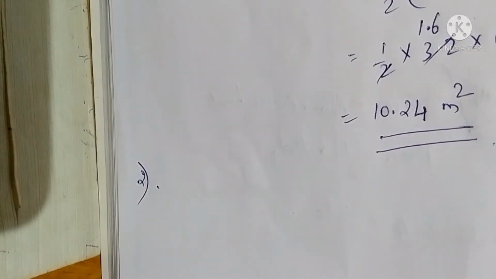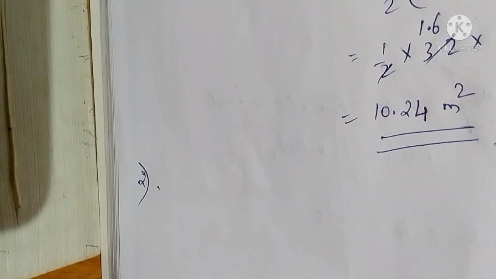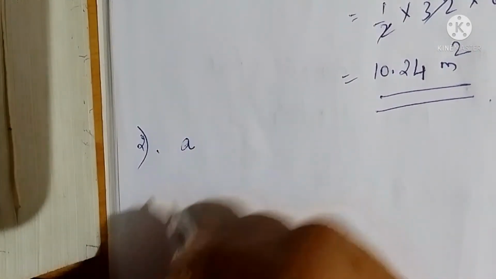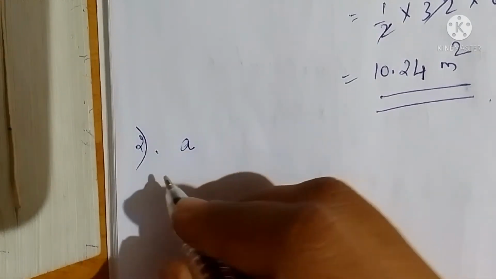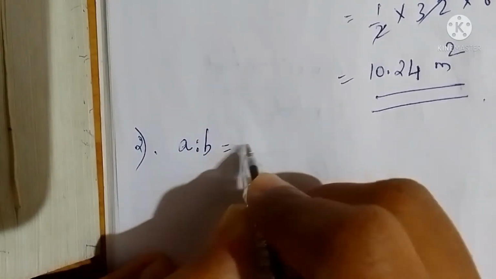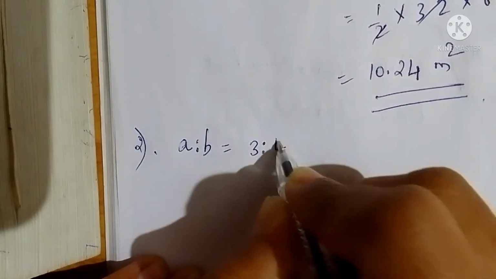In the second question, the parallel sides of a trapezium are in the ratio 3:4. If the distance between the parallel sides is 9 decimeter and its area is 126 decimeter square, find the length of its parallel sides. The length of parallel sides we can take as A and B. So their ratio A is to B, it is given 3:4.